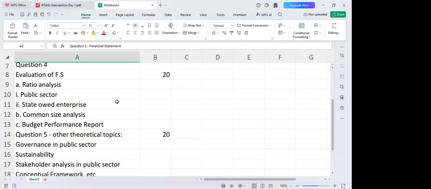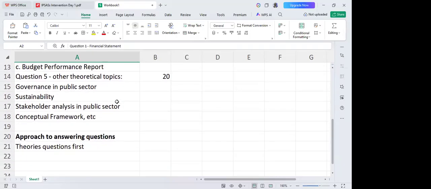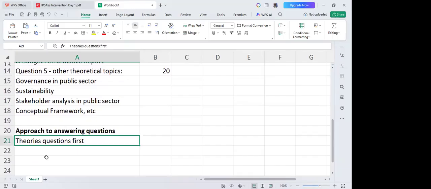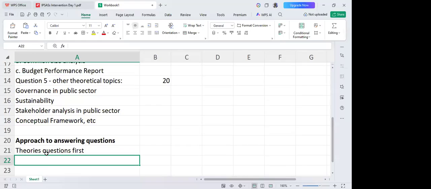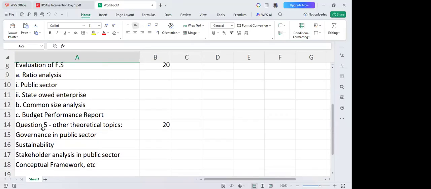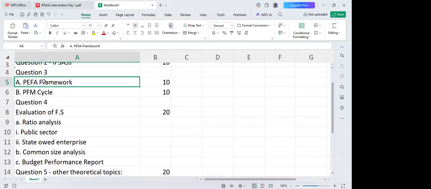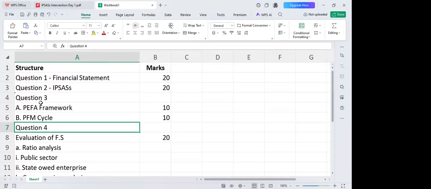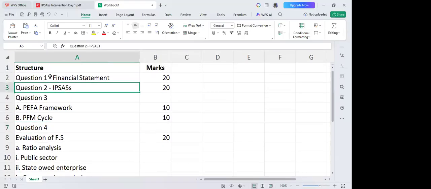So these are the areas in which the examiner will test you, and this is my approach in answering the questions. First do the theory before you do the calculations. Finish with question 5, then go to question 3 and finish with it. Then start with your evaluation of financial statements, go to IPSAS, and end with question 1. This is usually my recommendation when it comes to solving a PSA question, and over the years, that's what I recommend for most of my students.